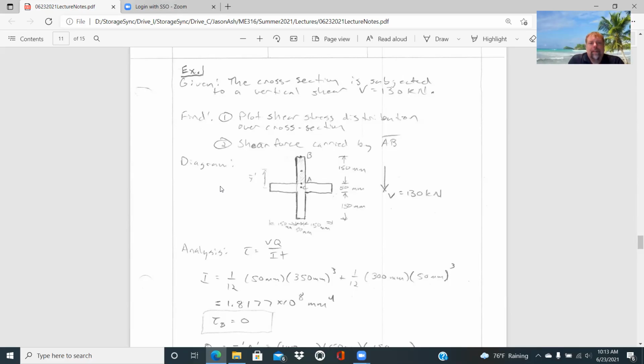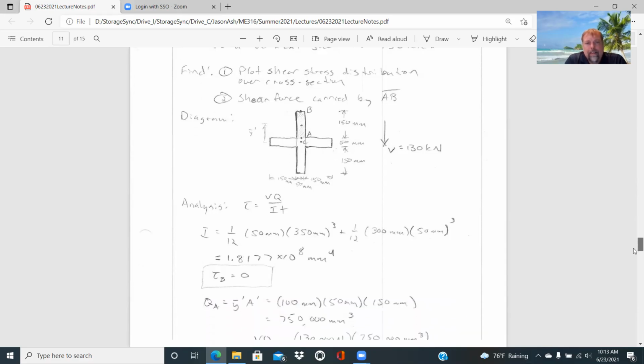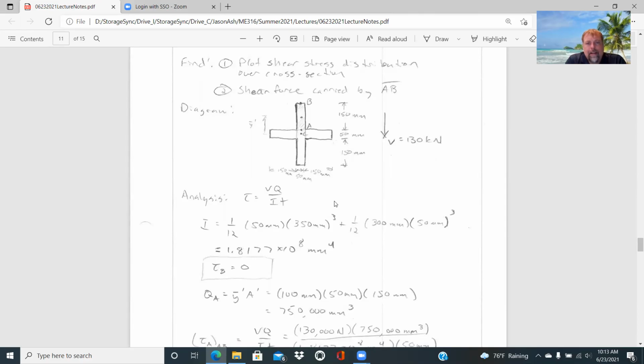And so the geometry of this plus sign is that each leg is 150 millimeters long, and then each width is 50 millimeters. So that is consistent. And we need to do the analysis VQ over IT. And so we need I to really calculate that for this throughout. I is going to be a constant essentially once we have that for the cross section.